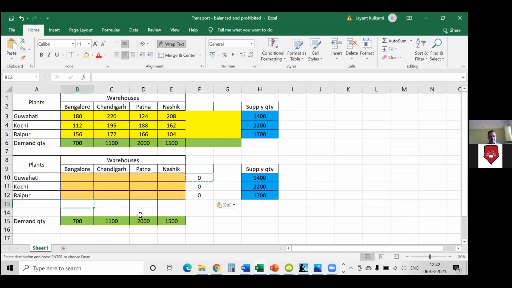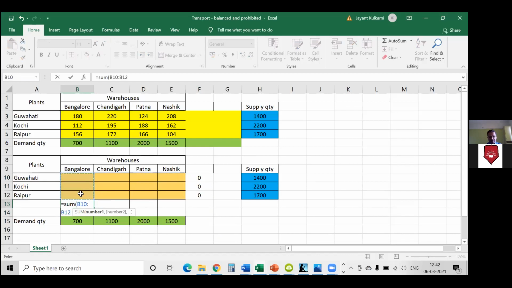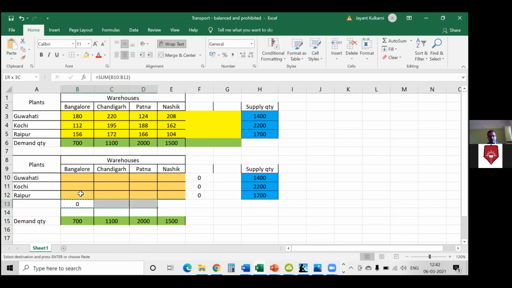Similarly, in this cell, I'm going to put a sum formula for the quantities that are going to be received by the Bangalore destination. So I have done that here. I'm copying the formula across for all the 4 destinations. So again, very similar to what we did last time.